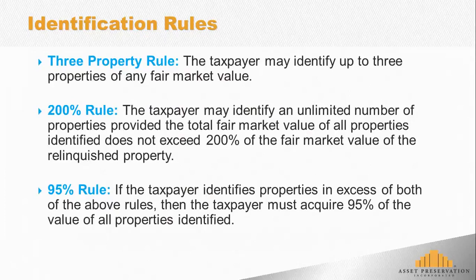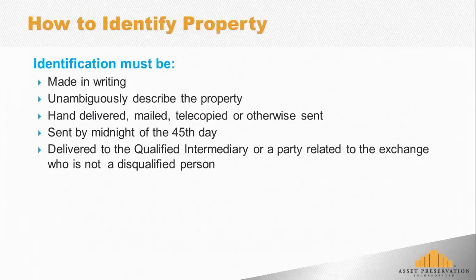And finally, when we're dealing with identification in a delayed exchange, it's important to address how do you identify property. A few key things to be aware of. Number one, the identification must be in writing. Oral identification does not qualify. Number two, and this one's an important one, it must unambiguously describe the property. So this could be a street address, it could be a legal description, it can be an assessor's parcel number, but it needs to be unambiguous.